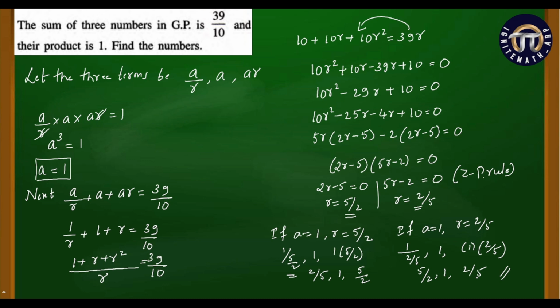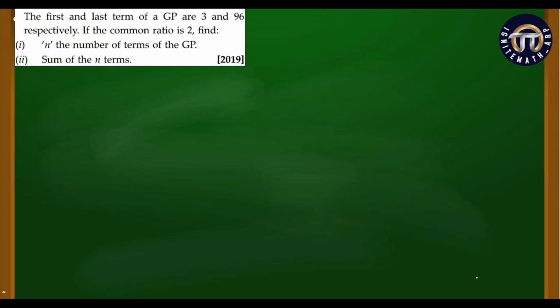So now let me take the next question. In the next question, the first and the last term of GP are 3 and 96. First term is 3, in the sense a is equal to 3. Respectively, if the common ratio is 2, so r is equal to 2. So now last term, in the sense Tn is equal to 96. Means what? a into r to the power of n minus 1 is equal to 96. What you are asked to find out? n, that is the number of terms in the GP. n you are supposed to find out. So 3 into r to the power of n minus 1 is equal to 96.